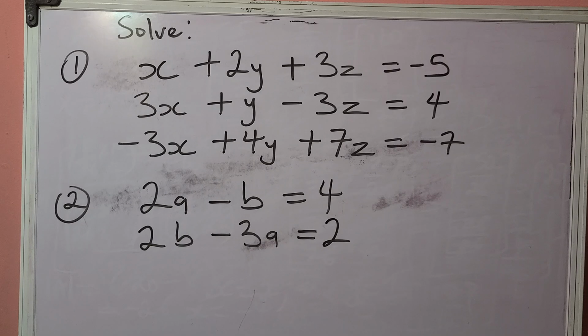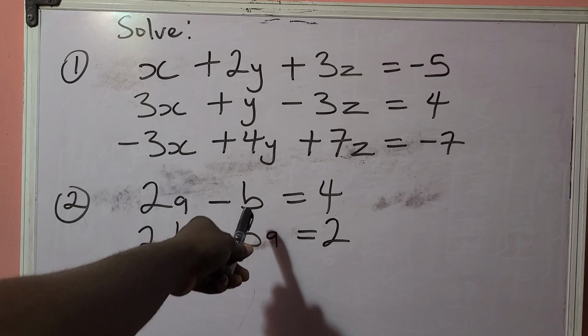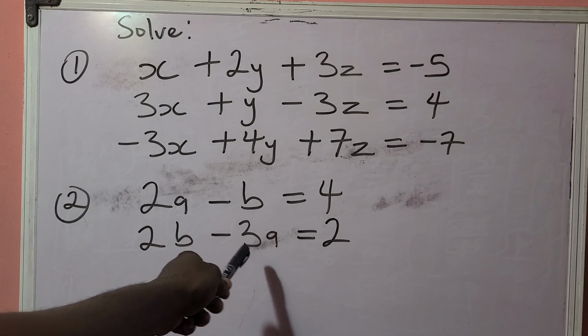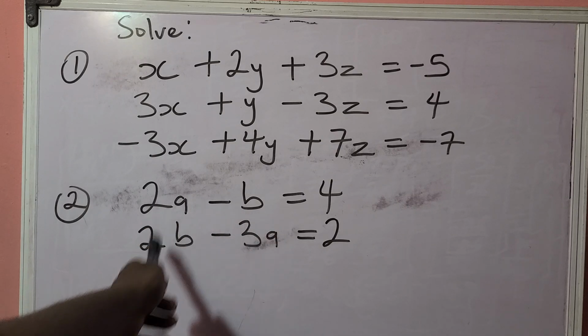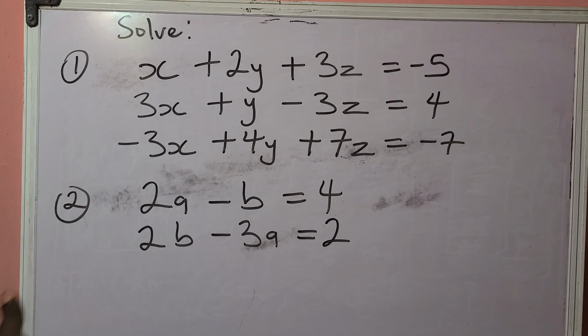The second question, I hope you don't get confused with 2a minus b, and this is 2b minus 3a. All you have to do is just interchange this and rearrange it. That's the simple hint to use to solve that. And then you go on to bring out your matrix in a normal way and go on to get the solution.